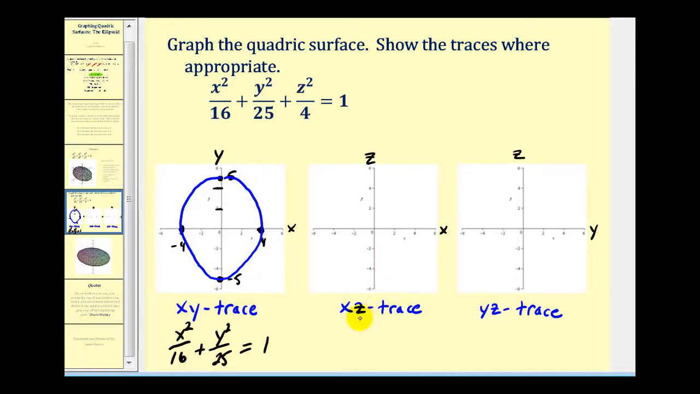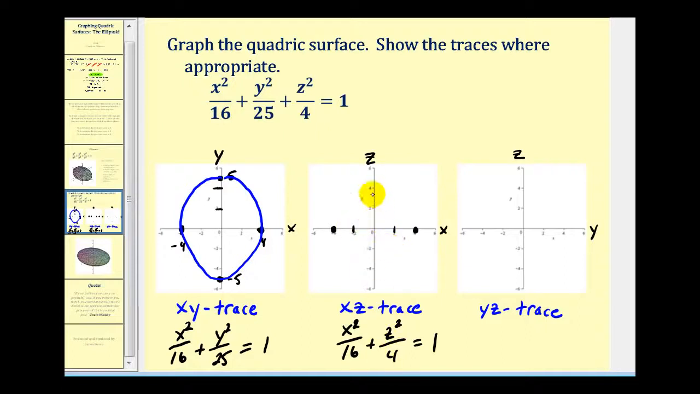Next, to determine the xz trace, we'll set y, the missing variable, equal to 0. So that'll give us x squared over 16 plus z squared over 4 equals 1. So now we're going to call this the x-axis, this the z-axis, and we have another ellipse. Now the major axis will be horizontal with a length of 8. So from the origin, we'll go 4 units to the right, 4 units to the left. Again, this is scaled by 2's.